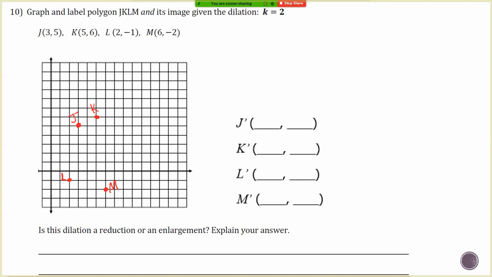Then we're going to connect these 4 points to make our polygon. We're connecting them to make our figure. Should look something like this.